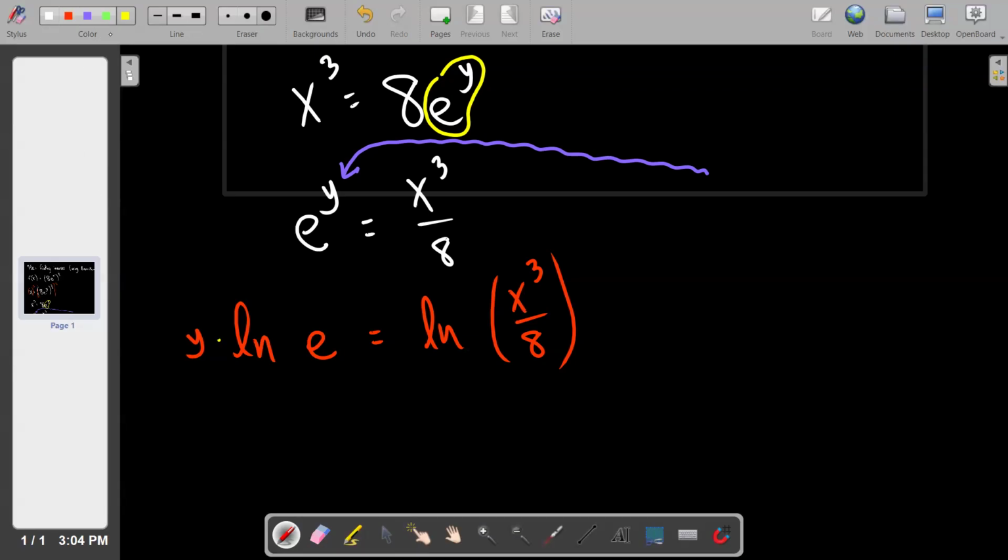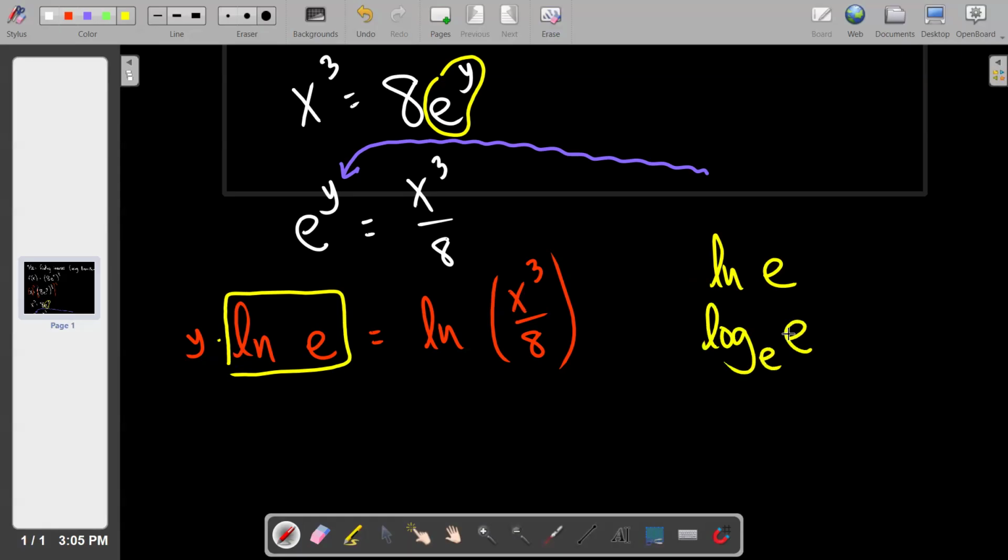Any chance any one of you remembers the value of the natural log of e? Did you just say one? Yes. The natural log of e is like the log base e of e. And from the Department of Redundancy Department, if you have a log with the same base and the same argument, the answer has to be one.